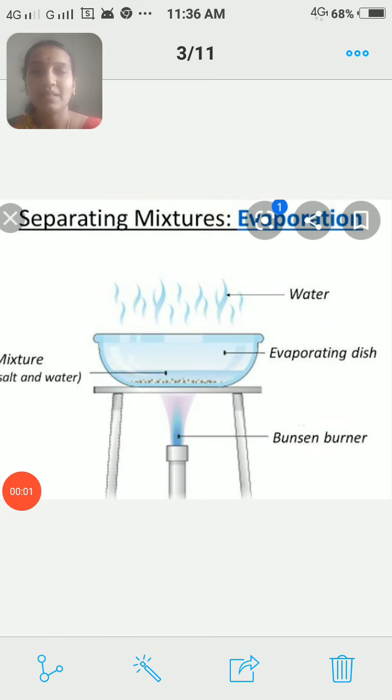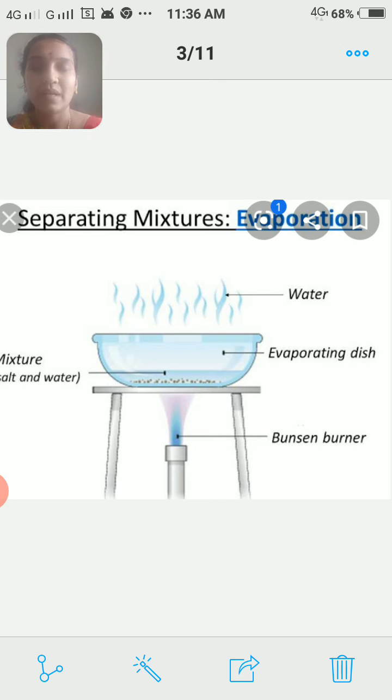So next is the separation of soluble solid substances from the liquid. You are going to observe a jar containing water mixed with salty water, and you are observing a Bunsen burner. Here we are going to see the water which has been mixed with the salty water.